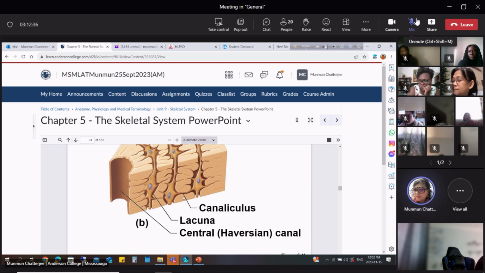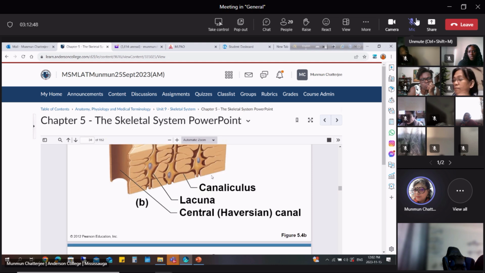So these are the canaliculi. This is the main central canal. From here it is starting, see here it goes. These are the canals. This is the canal, and the canal is going there.